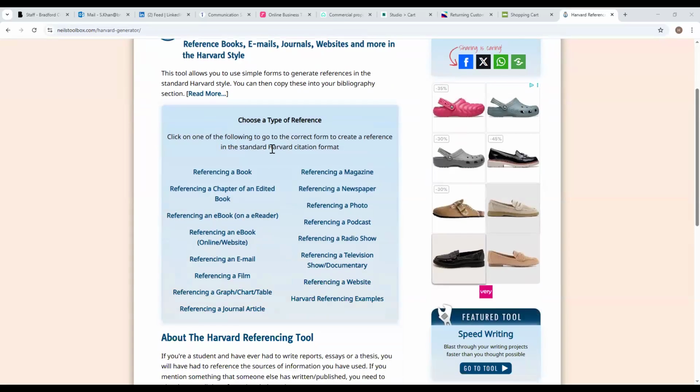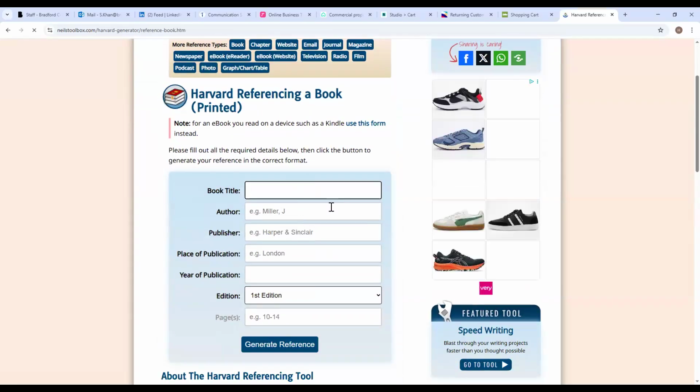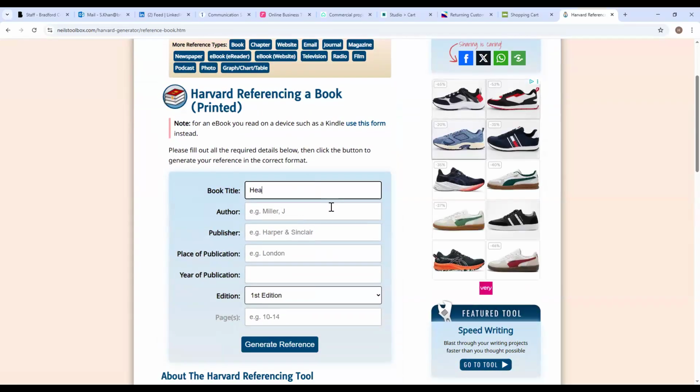Here it would show you how to reference a book, a chapter of a book, an ebook, a website, an email, whatever you need to reference. But we're referencing a book. Let's go to a book. I'll just put an example there. Book name, Health and Values. This is just a book name. The author's surname is Brown. The author's first name is H. Publisher is Sinclair. Place of publication, that will be in the book, is London. Year of publication, maybe 2024. First edition, second edition, 10th edition.